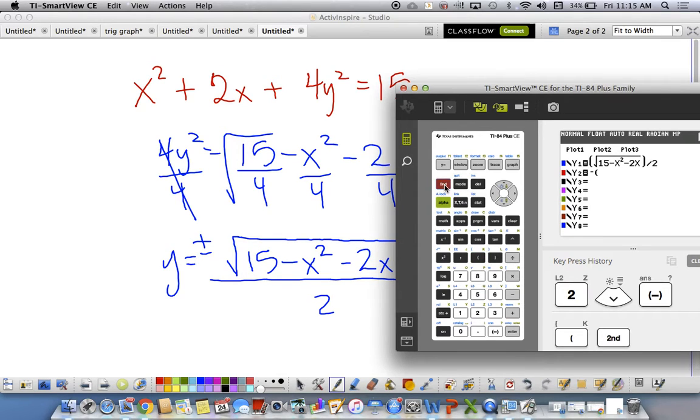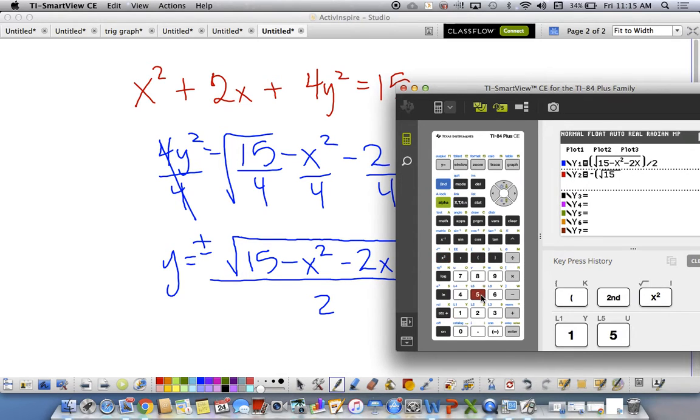I figured it out, by the way. You figured it out? Good. Do you want me to put it back on here? No. Ooh, I see my circle. 2x in parentheses divided by 2. It looks like a smashed watermelon.